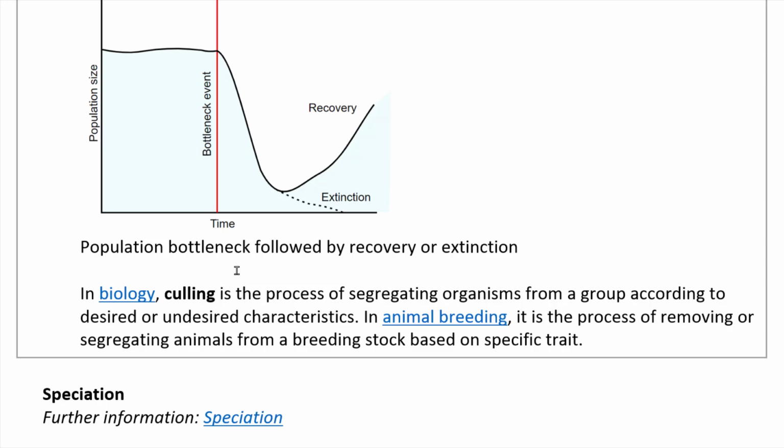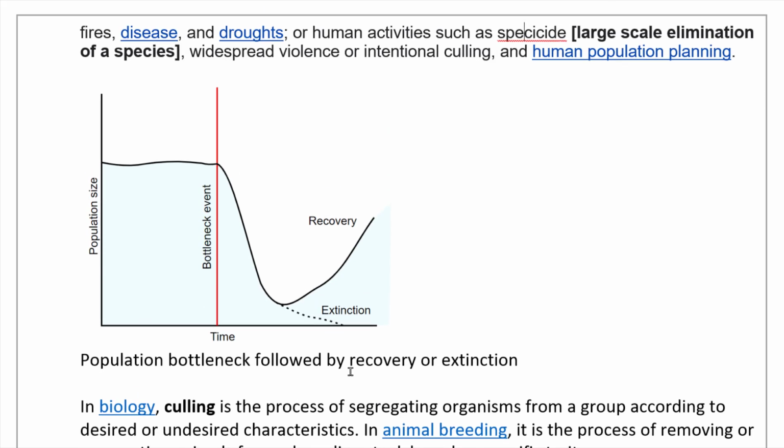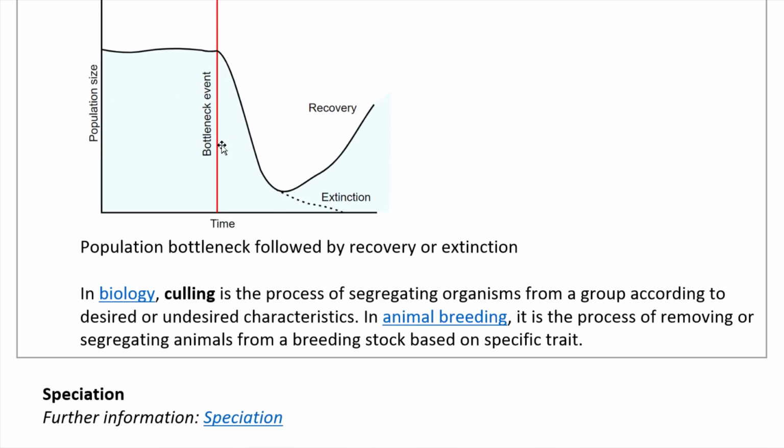And going further, there's one more thing. Here's another one: a population bottleneck is followed by recovery or extinction. Typically, what happens is that after a bottleneck event, the population size goes down, and then you either have an extinction, where they can't survive, or eventually there's going to be a recovery. So it's an interesting diagram there.